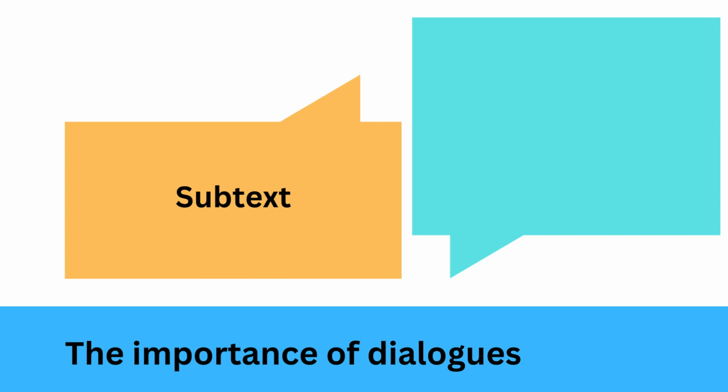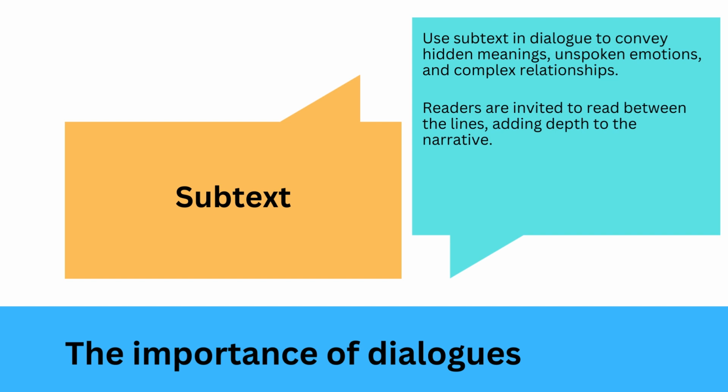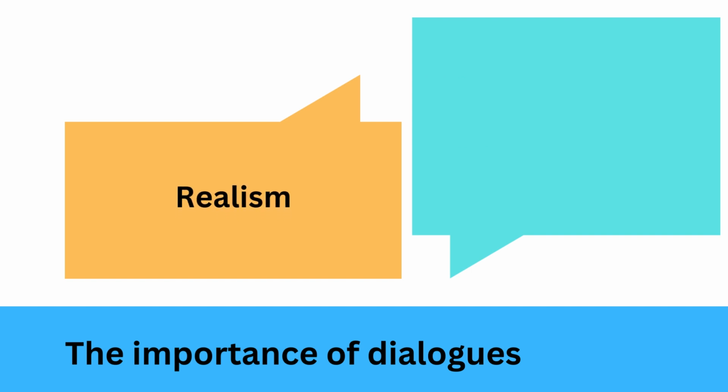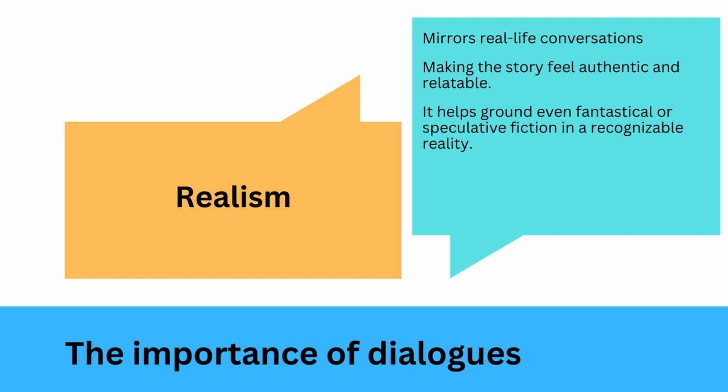Subtext. Skilled authors use subtext in dialogue to convey hidden meanings, unspoken emotions, and complex relationships. Readers are invited to read between the lines, adding depth to the narrative. Realism. Dialogue mirrors real-life conversations, making the story feel authentic and relatable. It helps ground even fantastical or speculative fiction in a recognizable reality.